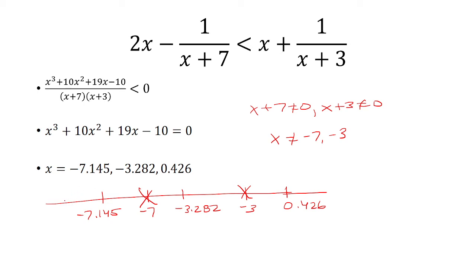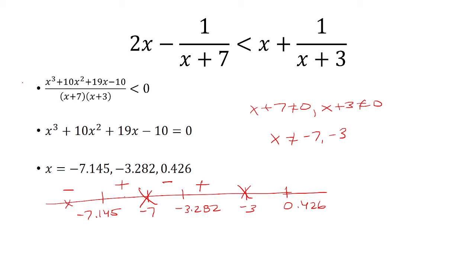So first we're going to pick a value to the left of negative 7.145. Doesn't really matter what you pick. Let's say negative 10. That's a negative number. Pick a value between negative 7.145 and negative 7. You can say like negative 7.1. That's going to be positive. Pick a value between negative 7 and negative 3.282. Let's say negative 5. This is negative. Pick a value between negative 3.282 and negative 3. Let's say negative 3.2. And that's positive.